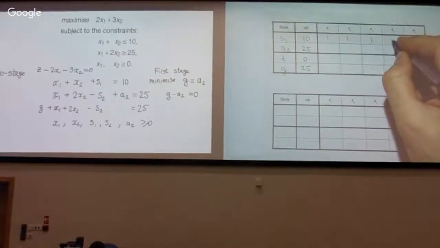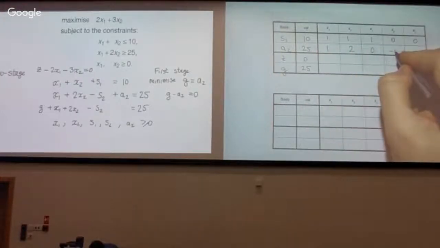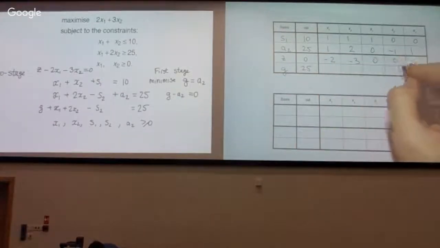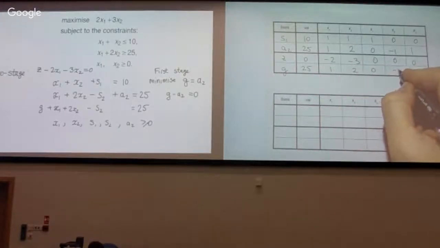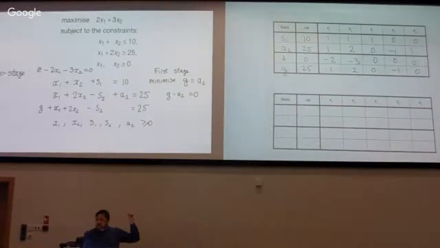First row is 3 ones, 2 zeros, 1, 2, 0, minus 1, 1, minus 2, minus 3, zeros, and 1, 2, 0, minus 1, 0. Okay, so that's just coming from that system. What am I doing? Minimizing G.